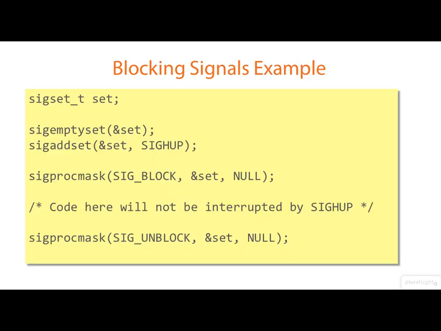Let's have a look at a code fragment. The idea here is to set up a region of code that will not be interrupted by a SIGHUP signal. So we declare a sigset_t, we initialize it to be empty, and then we add into it just one signal, the SIGHUP signal. Then we call sigprocmask, passing in this signal set that's just got one signal in it, so we're just blocking SIGHUP signals. So within here we have code that will not be interrupted by a SIGHUP. At the end of that section we call sigprocmask again a second time to unblock that signal.